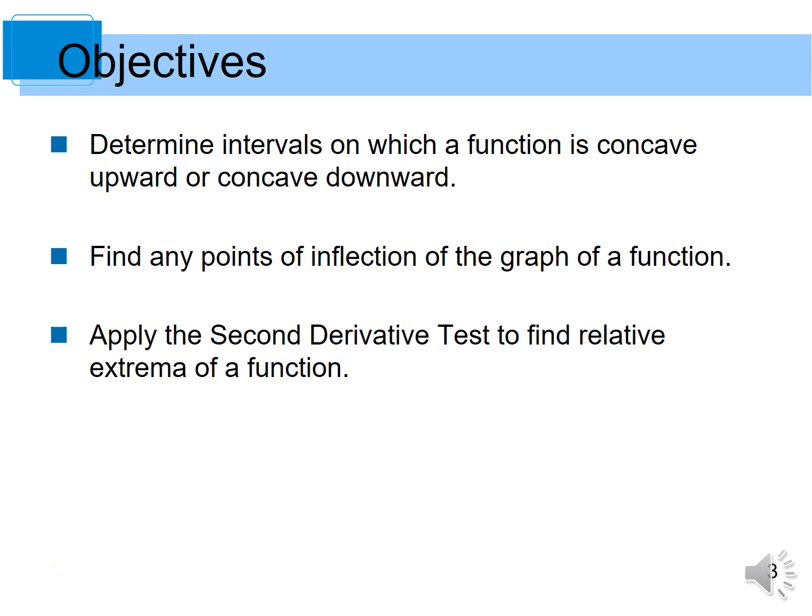There are three objectives in this section. Determine intervals on which a function is concave outward or concave downward. Find any points of inflection of the graph. Apply the second derivative test to find relative extrema of a function.